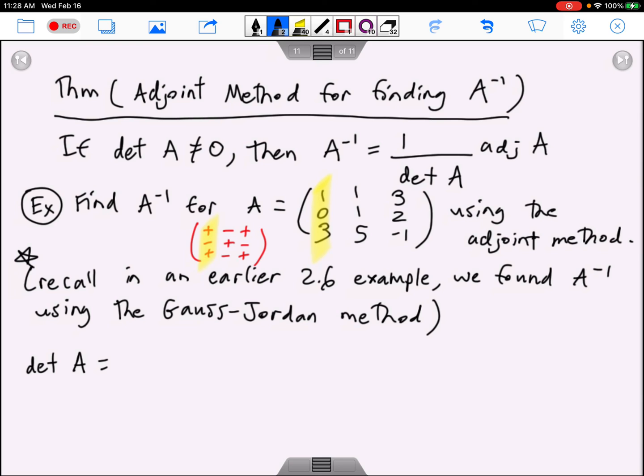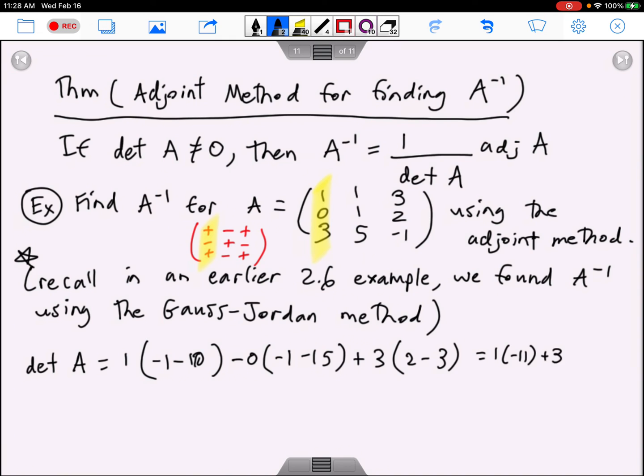Okay, so let's go ahead and do that. We have 1 times negative 1 minus 10, minus 0 times negative 1 minus 15, plus 3 times 2 minus 3. This is equal to 1 times negative 11 plus 3 times negative 1, which is negative 14.